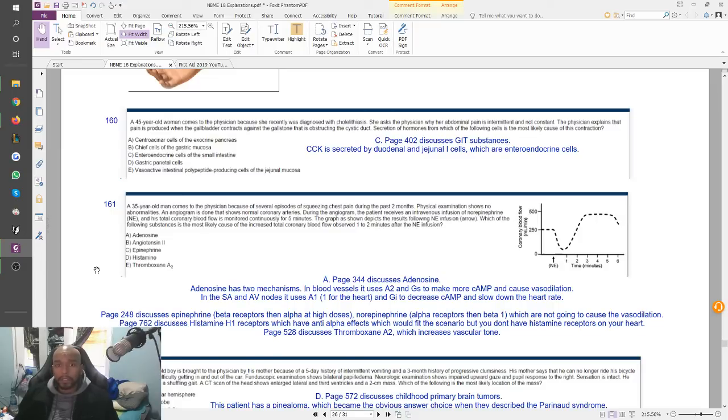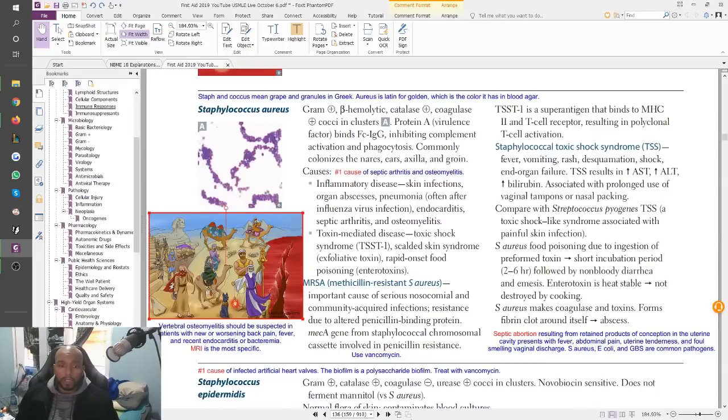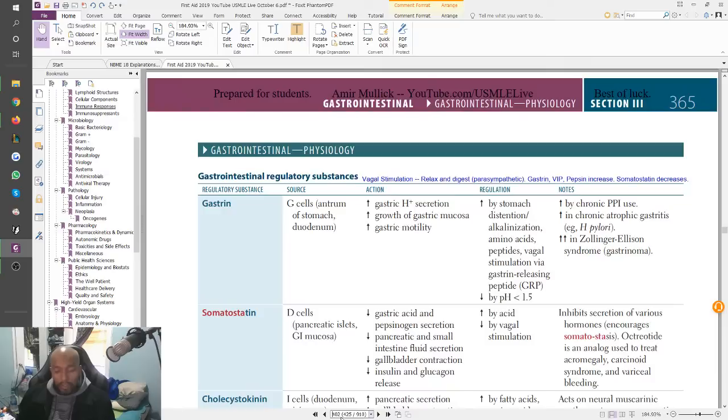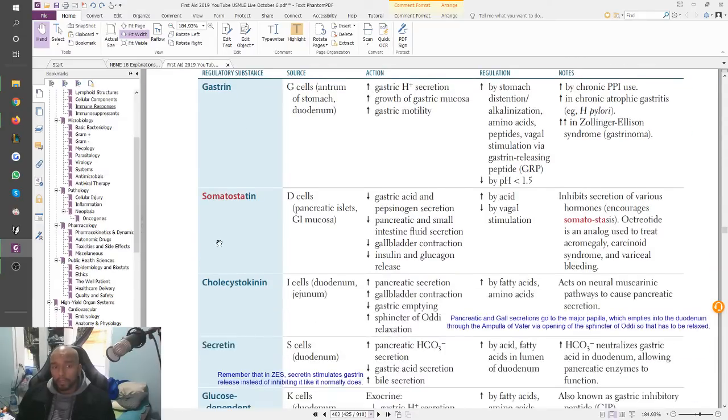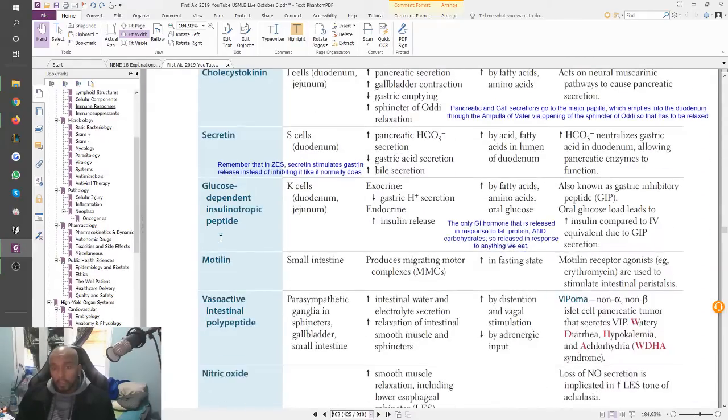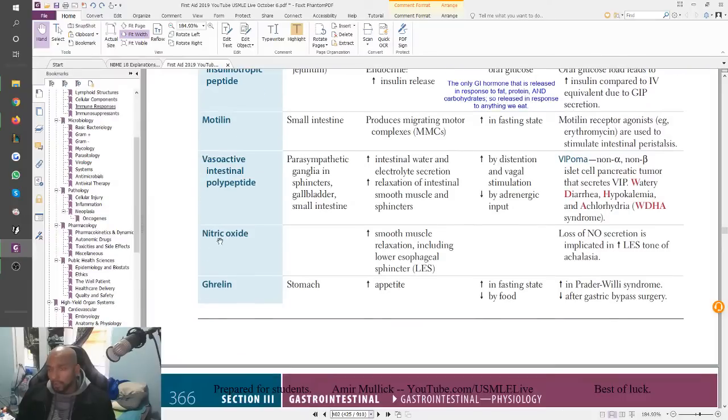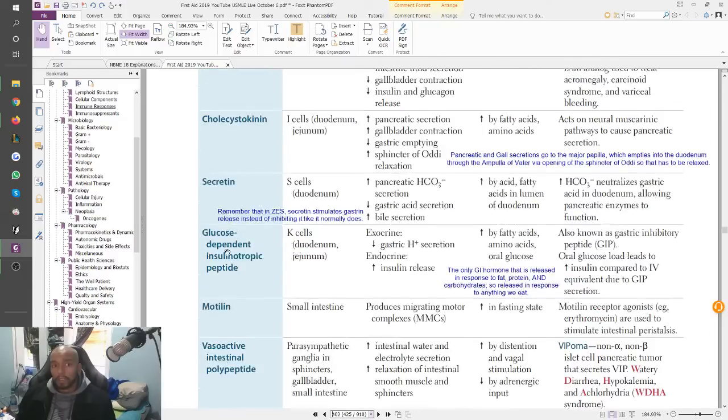Alright, CCK is secreted by duodenal and jejunal I cells, which are also known as enteroendocrine cells. Alright, I always talk about how GIT is the easiest chapter of all of First Aid, so you definitely want to make sure that the first time you do your deep revision of GI, that you get it all down perfectly. Alright, you want to make sure you have this either printed out or handwritten out, whatever it is you do to study, and get this stuff down very well.